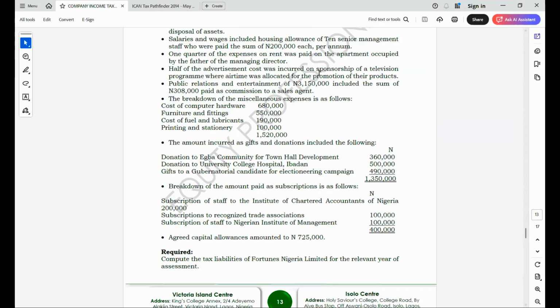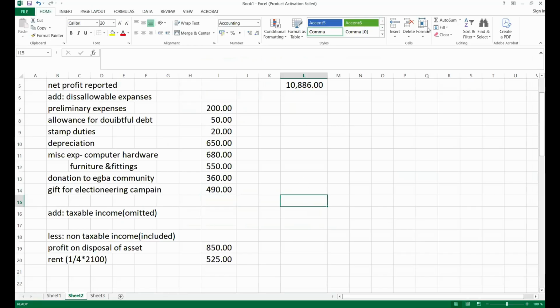So that is after computing the assessable profit. So we can now go to our assessable profit. This will give us the total disallowable expenses. We add up all the total disallowable expenses to get the total amount. We add this to this. Non-taxable income, we don't have any, so 0. We also add this, so this will be deducted from this, 850 plus 525. So that will give us minus 1375. So that will be deducted from this total amount.